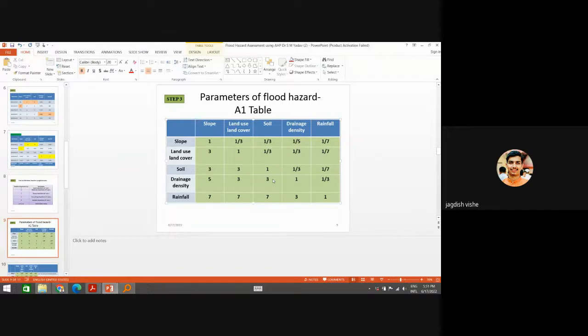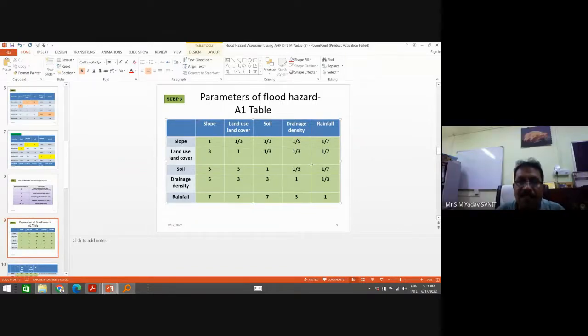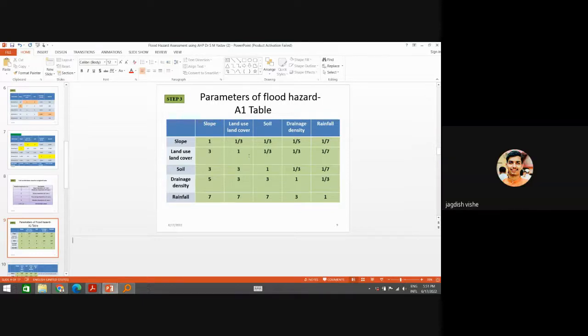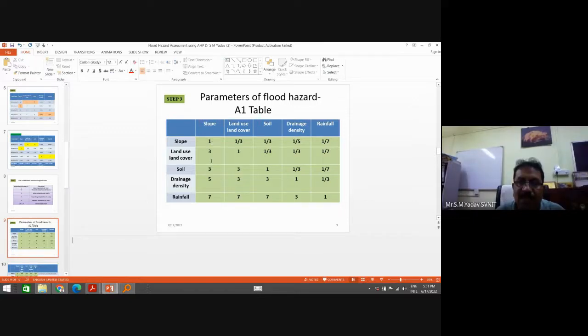What value should we take, sir? I have taken 3. Soil and drainage density is 1/3, so drainage density and soil is 3. Okay. Check other values also. Any other error? 1/3, 3. Tell other participants also to change the respective value. One minute, I'll check. It's very easy. 1, 3, 3, 5 and 7. Correct. Let's check the second one. Land use land cover: slope and land use land cover is 1/3, so this is 3, correct. Now check this 1/3, then this is land use land cover.